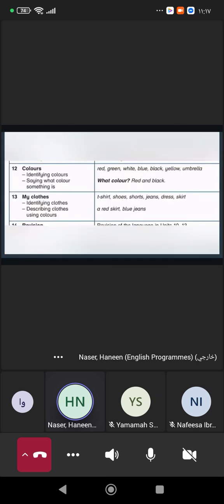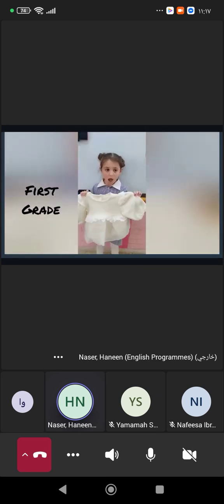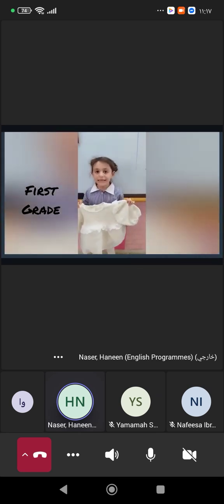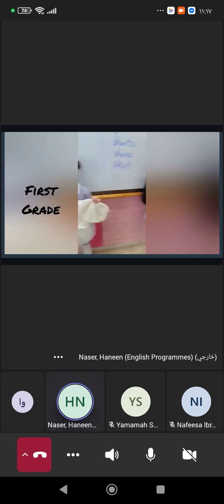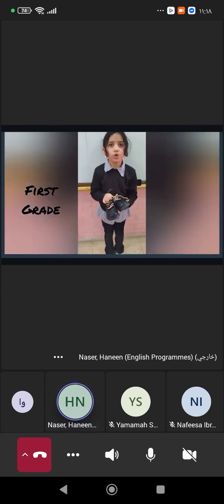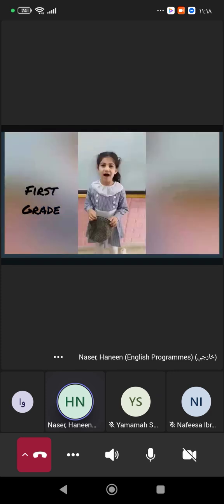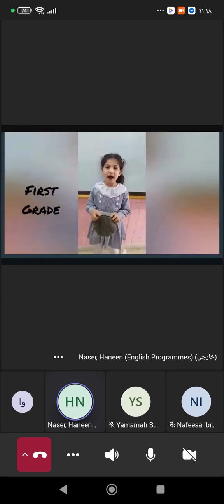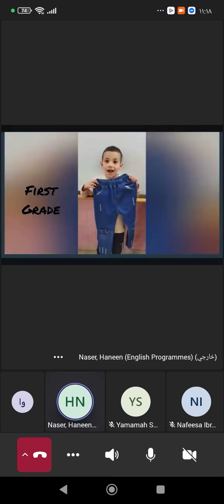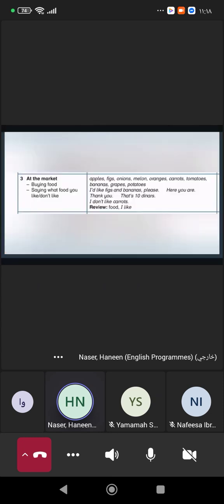Here we use real items to describe clothes, making sure that they use singular and plural correctly. White dress. I have that. Black shoes. Blue jeans. I have a brown hat. I have blue jeans.